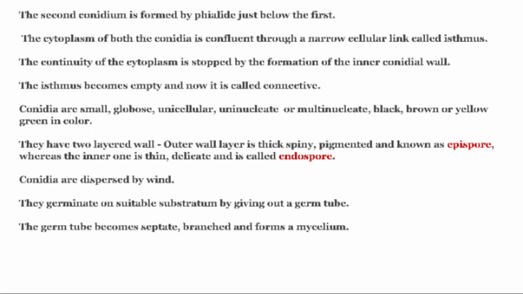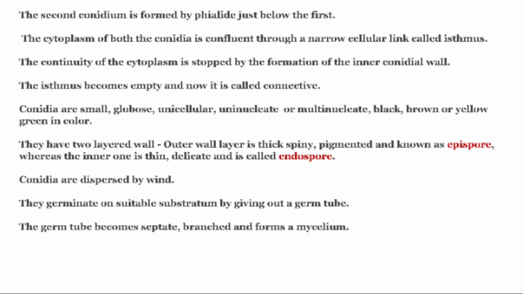The second conidium is formed by the phialide just below the first. The cytoplasm of both the conidia is confluent through a narrow cellular link called the isthmus. The continuity of the cytoplasm is stopped by the formation of the inner conidial wall. The isthmus becomes empty and is now called the connective.